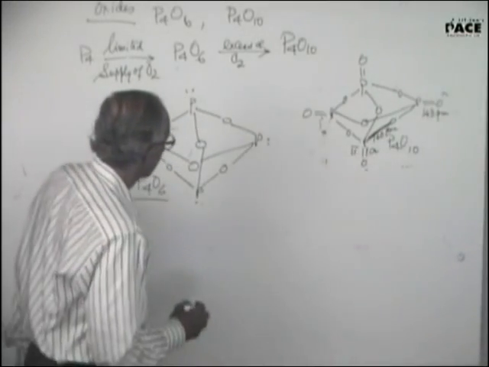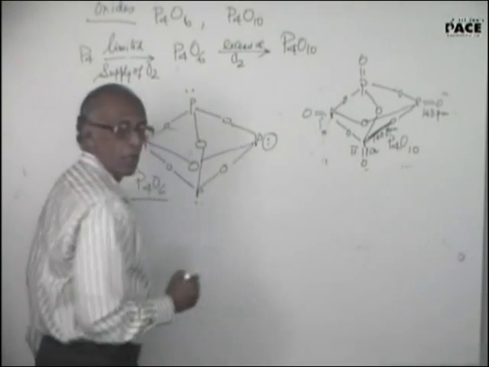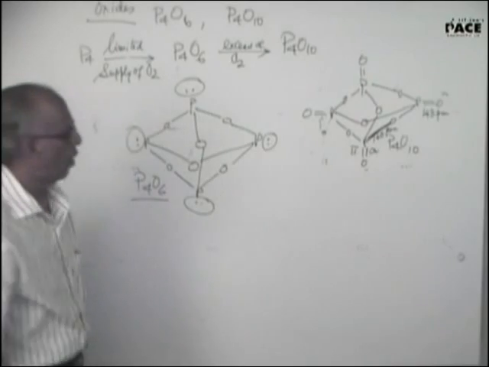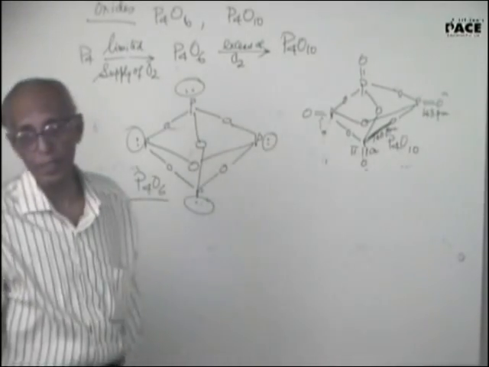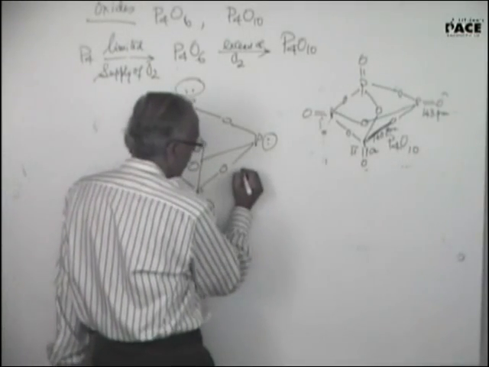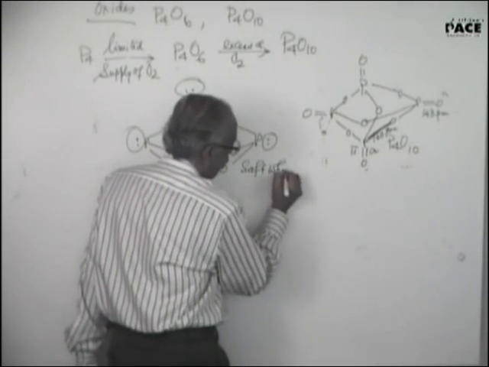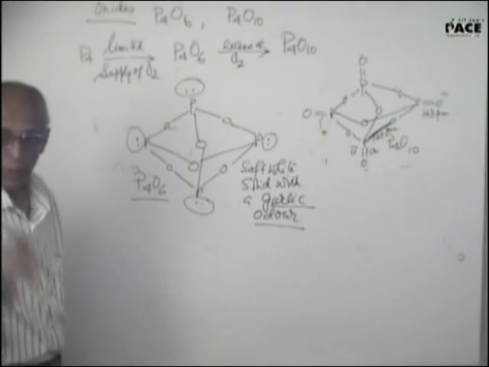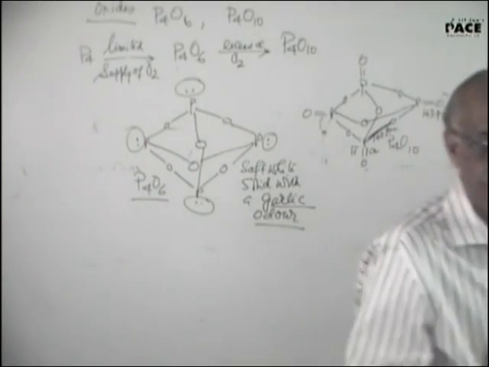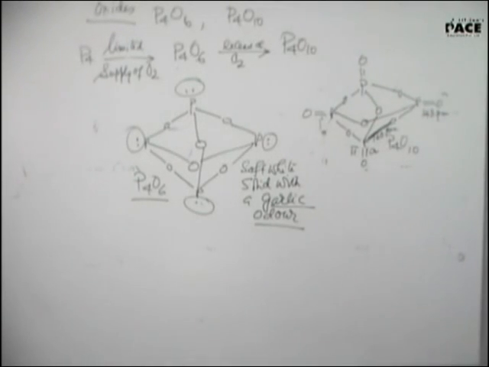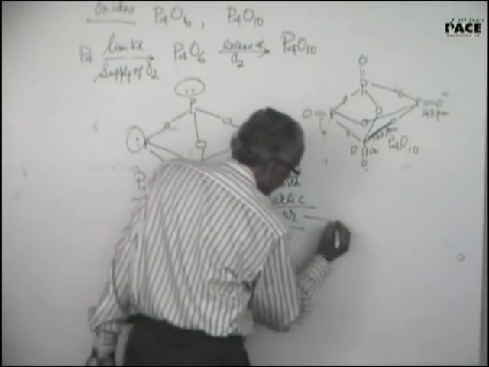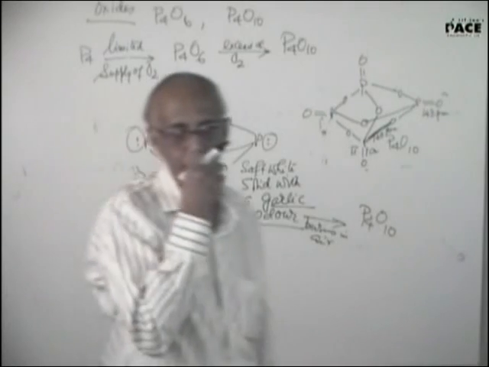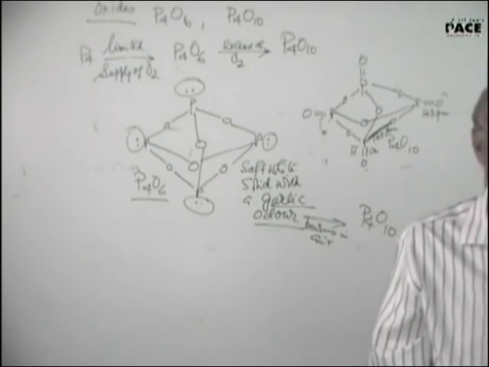Now P4O6: there is a lone pair on each phosphorus, and phosphorus is trivalent, whereas here phosphorus is pentavalent. P4O6 is a soft, white solid with a garlic odour. So 2 phosphorus compounds show a garlic odour: one is white phosphorus, another is P4O6. P4O6 burns in air to form P4O10, and that is what I have shown here. P4O6 burns in air to get converted into P4O10.